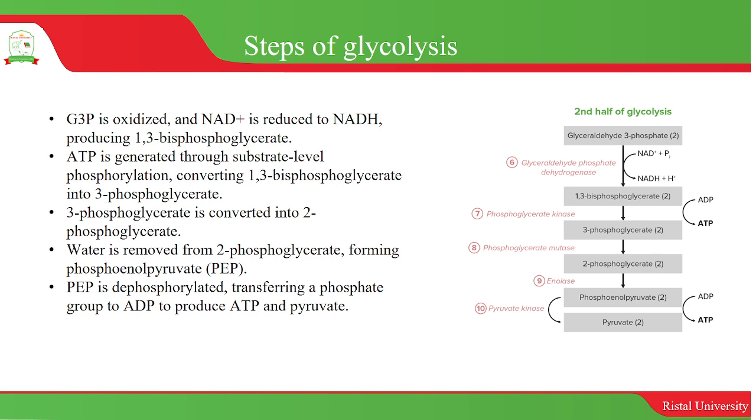The next step now involves the removal of the phosphate group. In the process, ATP is made. Since we have two molecules, two ATP molecules are produced at that stage, such that we have 3-phosphoglycerate. These are two molecules.